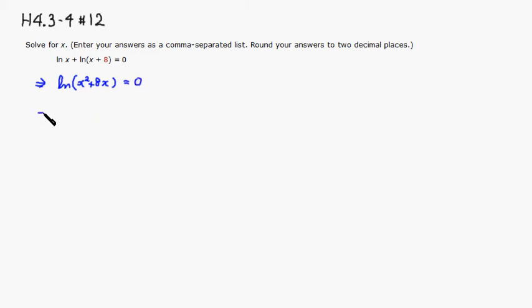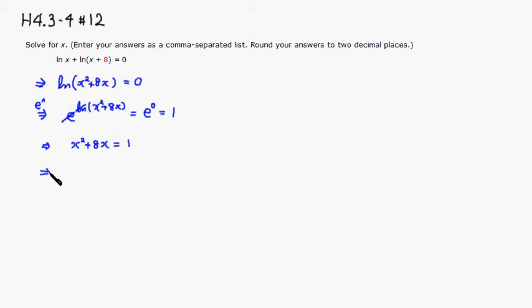Then we can raise e to both sides. So you have e to the natural log of x squared plus 8x is equal to e to the 0, which is just 1. You can see that the e and natural log cancel out. So you're going to get x squared plus 8x is equal to 1.